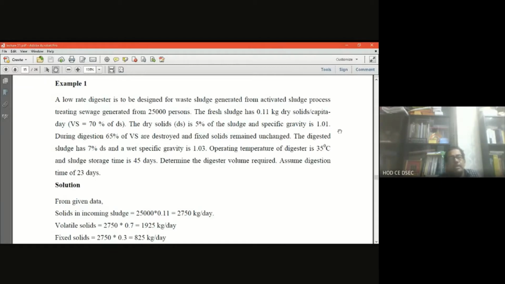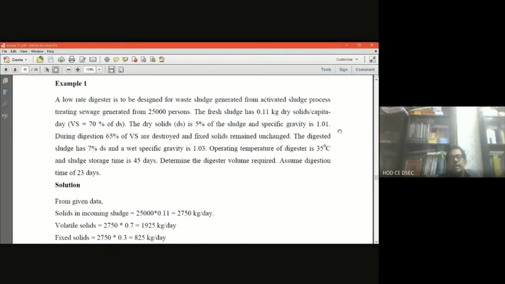A low rate digester is to be designed for waste sludge generated from the activated sludge process, which is a secondary biological suspended growth process of the biological reactor. Activated sludge from the activated sludge process is treating sewage generated from 25,000 persons. So the capita is also required.